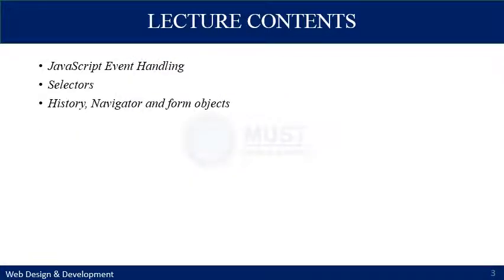Lecture contents include JavaScript event handling, that is, how you are going to handle the events generated by different HTML elements such as form, buttons, or input element text change, mouse over, etc. Element selection is the most important element in the DOM architecture, and it can be done using CSS selectors or any other selectors specified by JavaScript. And we will discuss the window sub-items such as history, navigator, and form objects here.